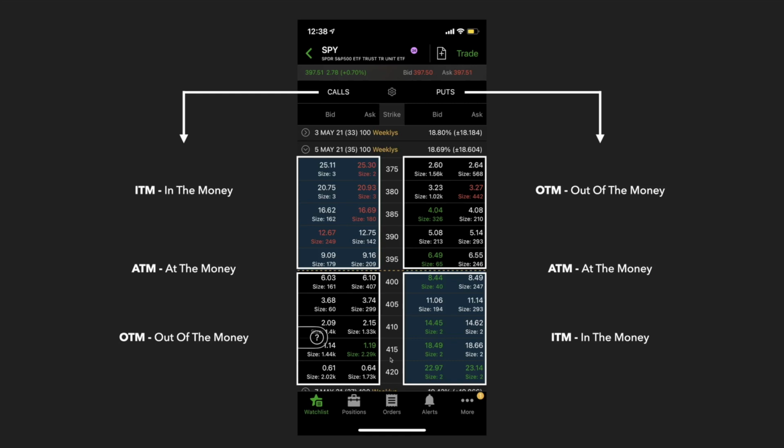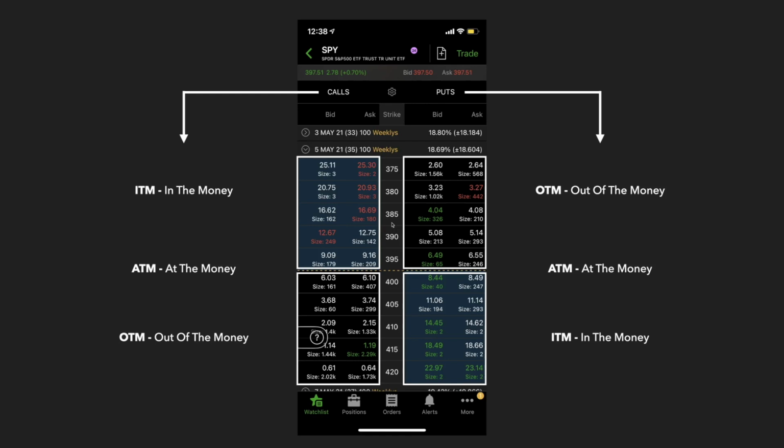And the same is true for put options. We're also thinking of the strike prices for the out of the money contracts as a target for the underlying stock, because if we were to buy a put option, we would want the price to fall down to 395, to 390, to 385, and so on and so forth, in order for that put option to go up in value and to make us money.